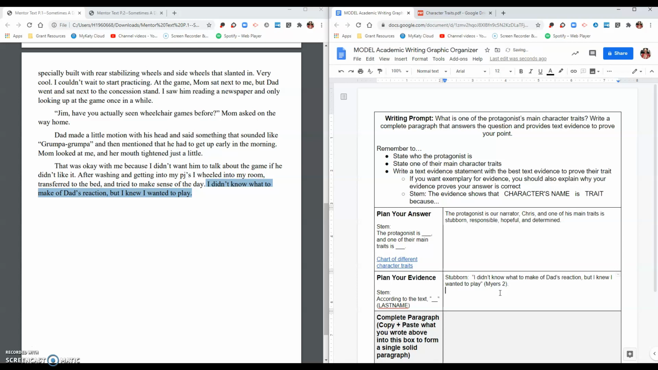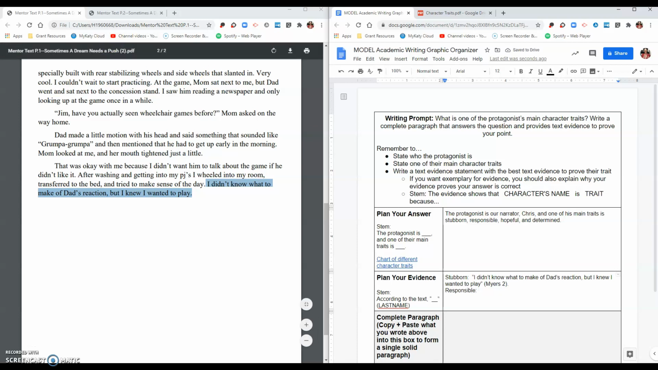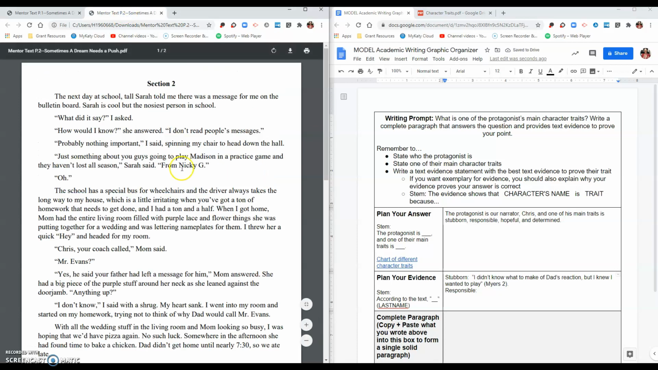What else? I'm going to put responsible. Now, I noticed in the second part, he was talking about homework that he needed to do, and he sounded pretty responsible here because he was kind of complaining about how this bus takes a long time to get home, and he had a whole lot of homework to do. Now, somebody who doesn't really care about their homework wouldn't have been worried about that. So I'm going to copy this and use this for responsible.